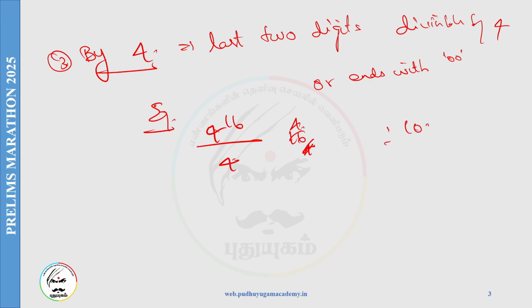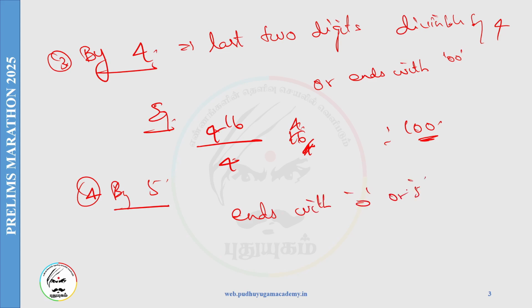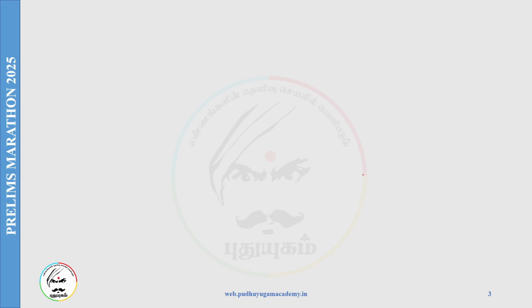And if we take 100, the last 2 digits are 00. So it will be divisible by 4, right? And next is by 5. For 5, the number must end with 0 or 5. If the given number ends with 0 or 5, then the whole number is divisible by 5.